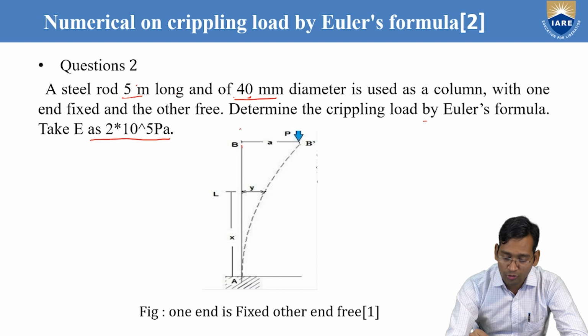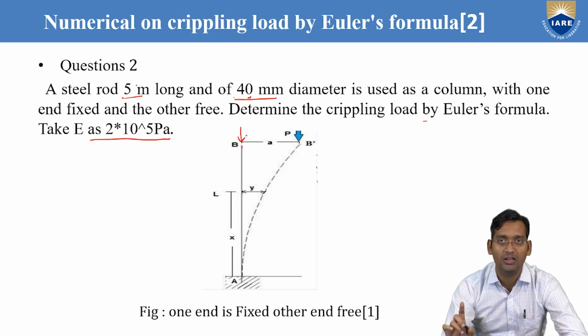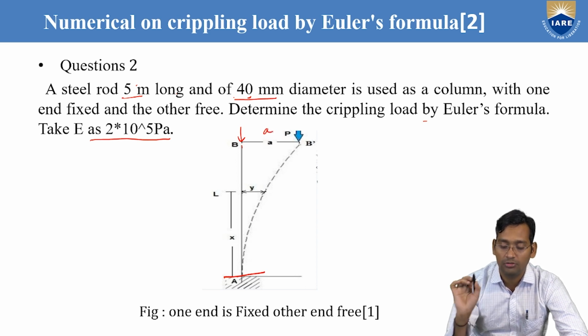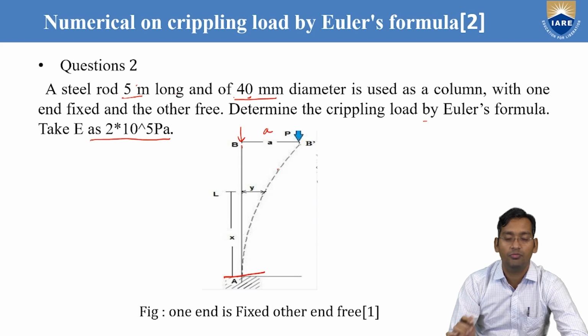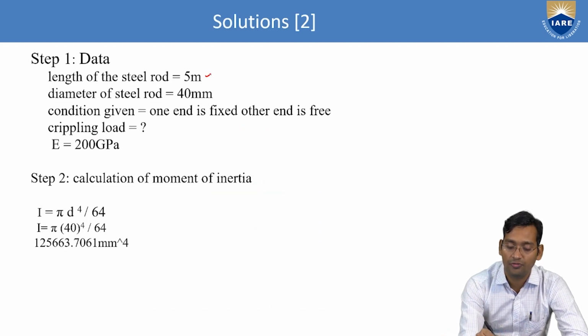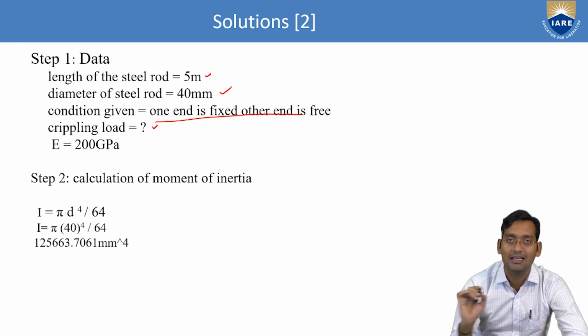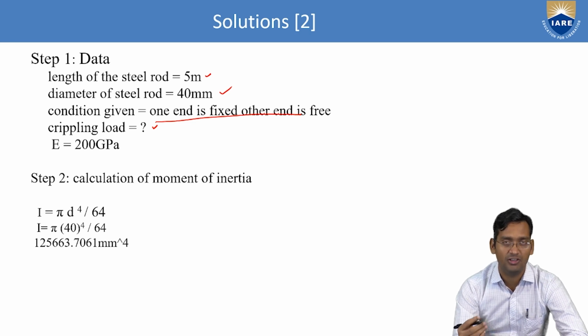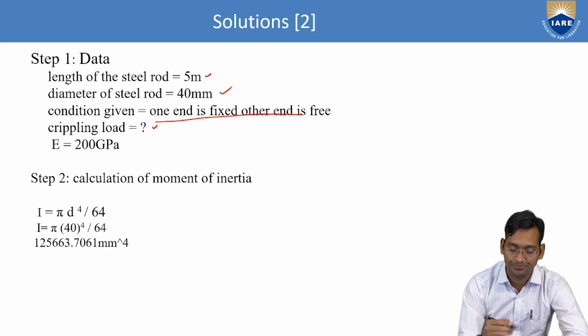Right. Now the load should act here, but the condition is one end fixed. So this end is fixed and this side it will be free. Now this will shift here by a small amount A. Already we derived this before. So see, length of the steel rod is 5 meters. Diameter of the steel rod is 40 mm. Condition given: one end fixed and the other free. What we have to find is the crippling load. And E is given as 200 gigapascal, that is only 2 into 10 to the power 10.